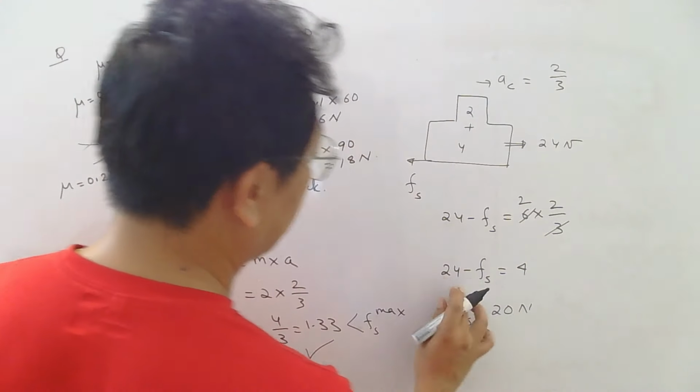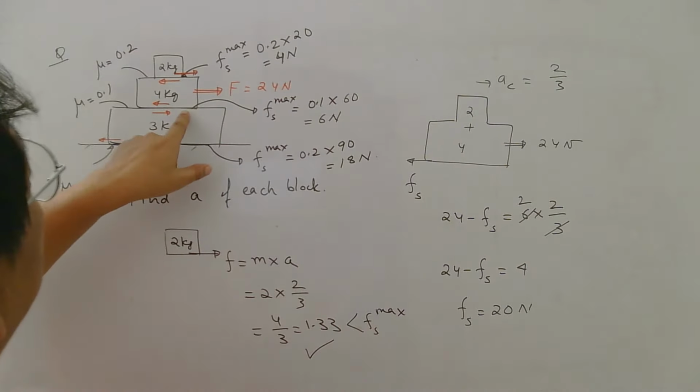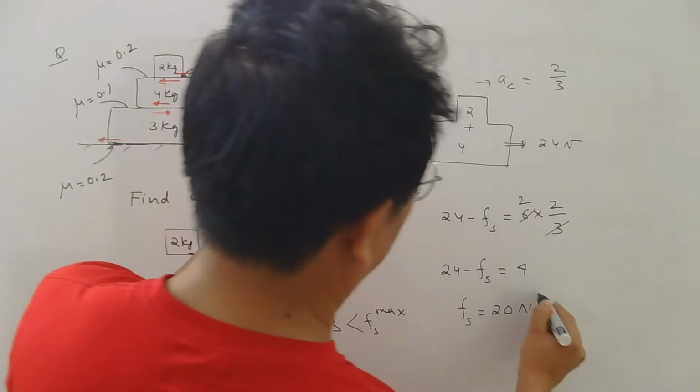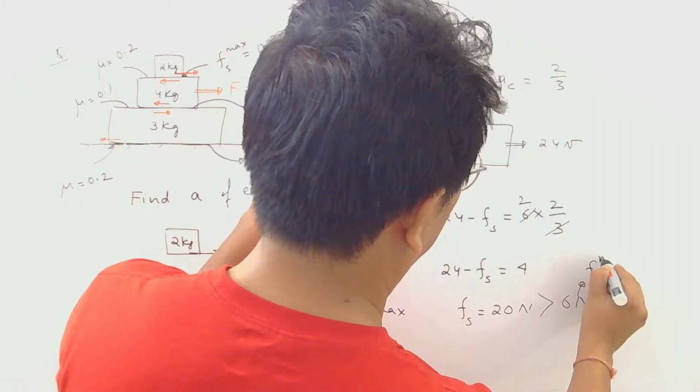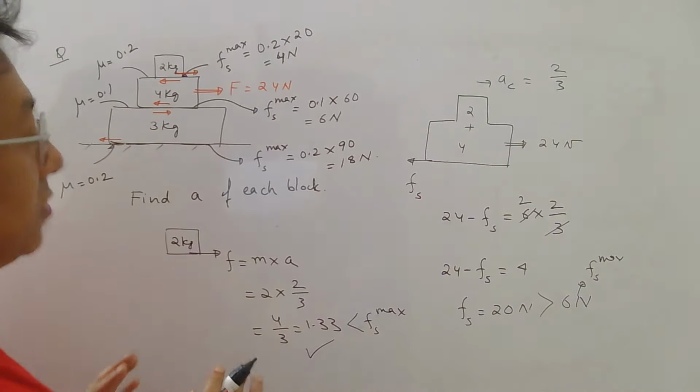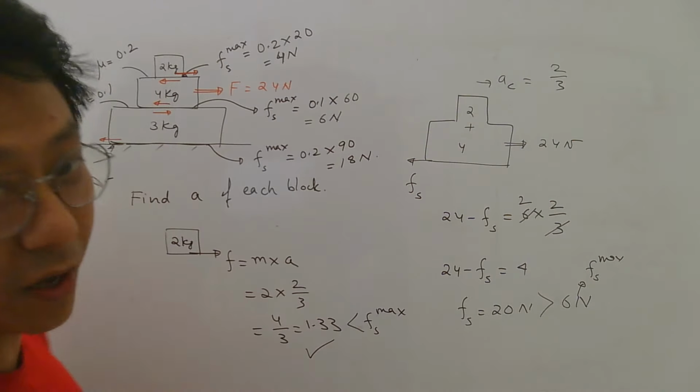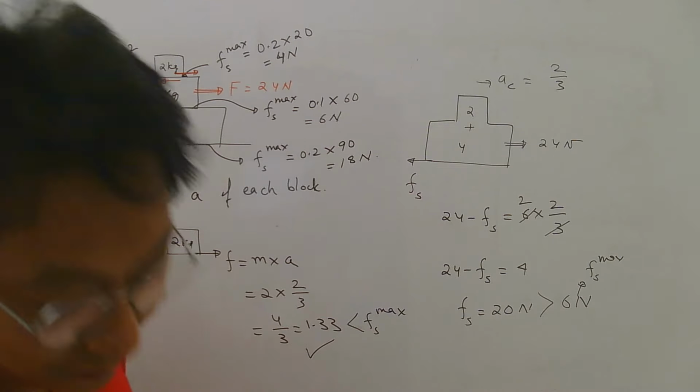This will go here, this will come. What is the maximum static friction here? 6. So this is coming greater than the maximum. That means this assumption is wrong. All the blocks are not moving together. Okay.